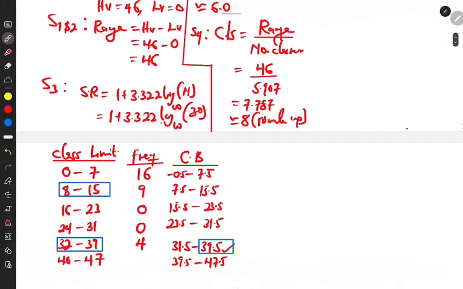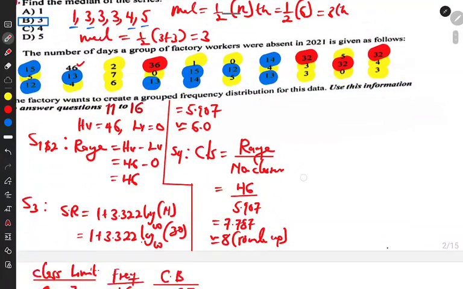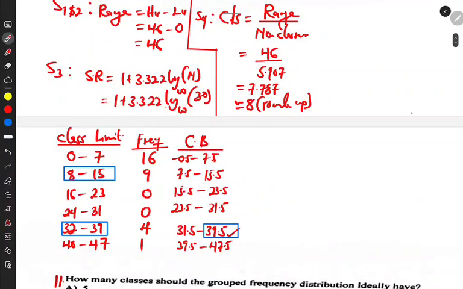And then 40 to 47, let's see what we have. I think the only one left is just the 46. So it's just going to be 1. So you just have a frequency of 1 for 40 to 47.